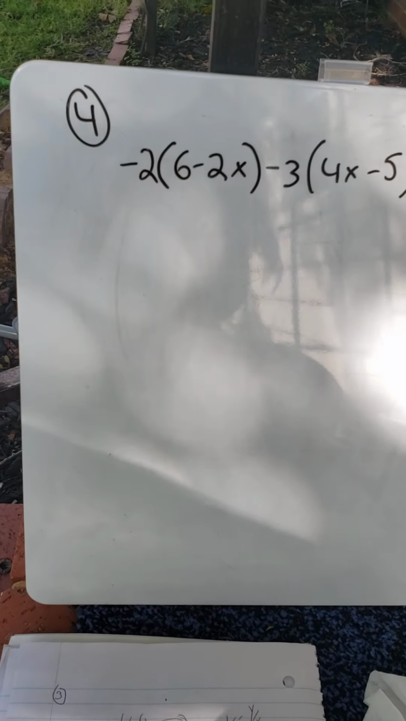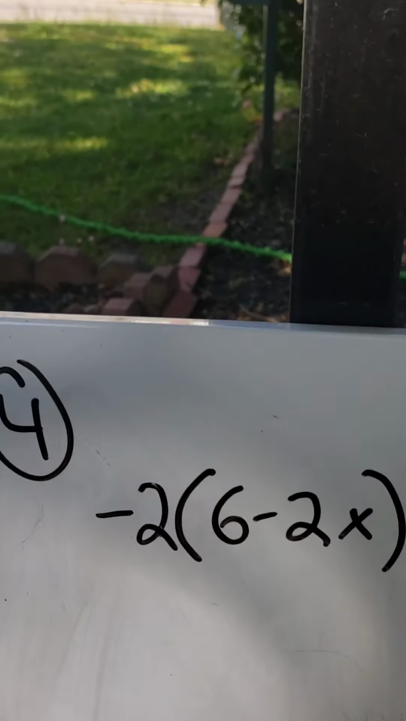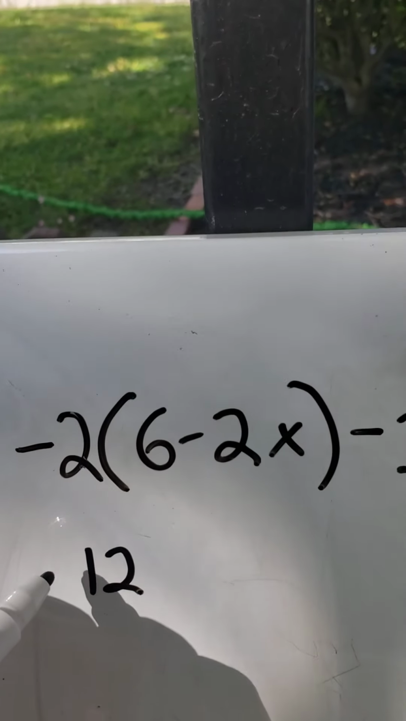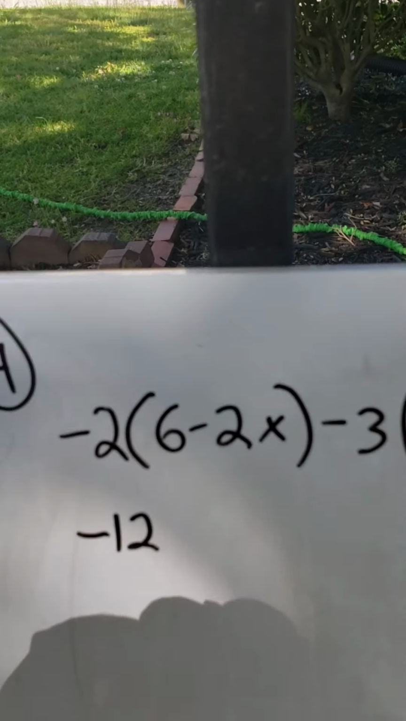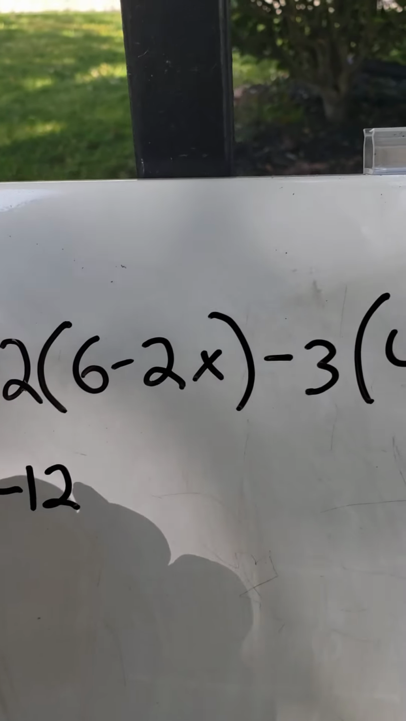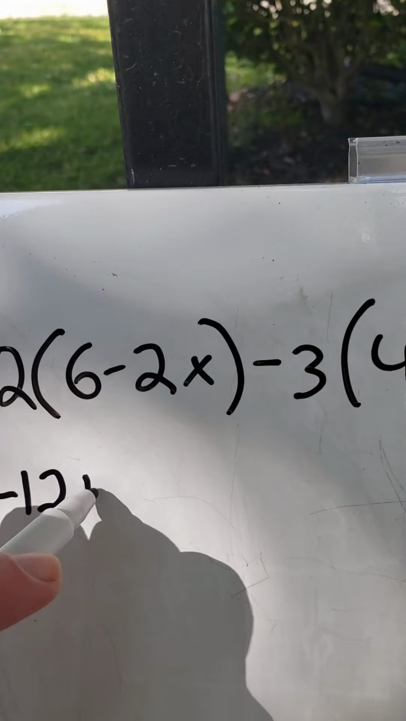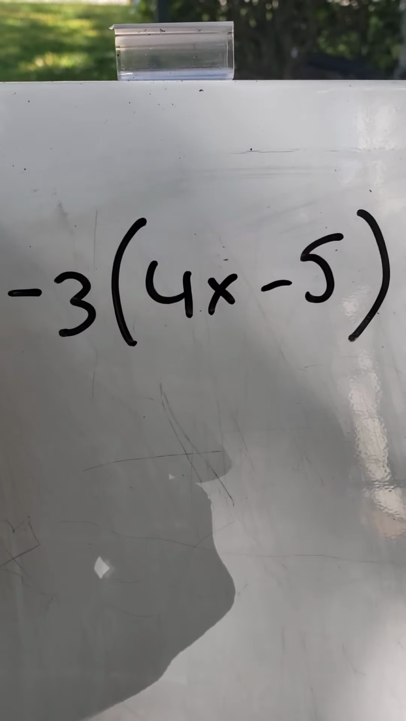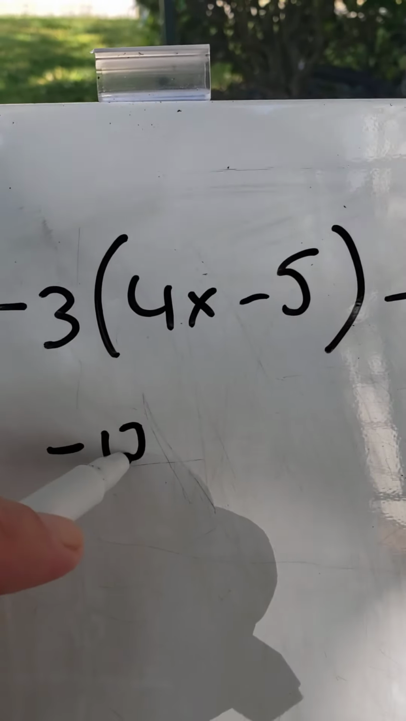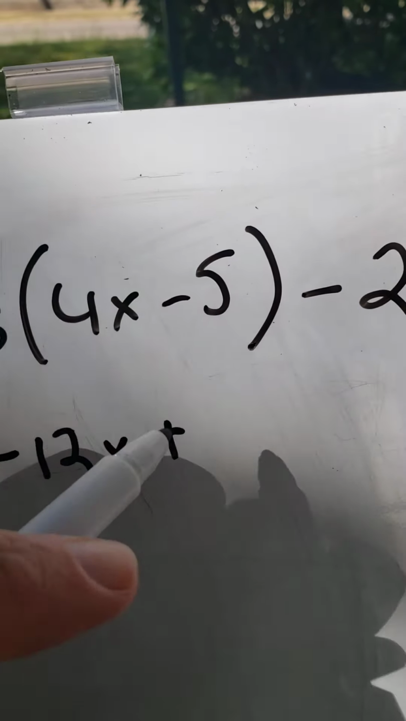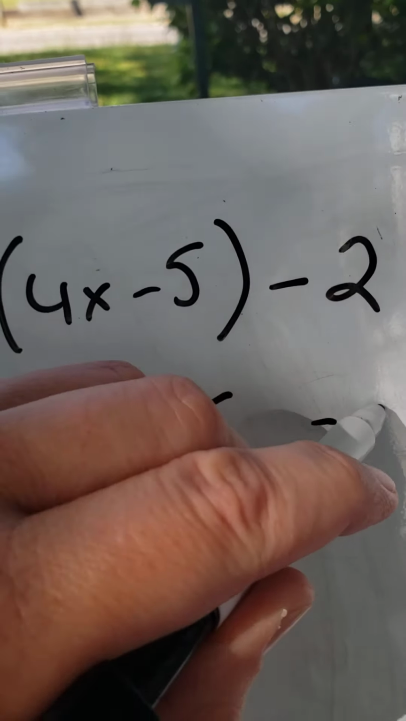All right, for number 4, you're going to have to remember your distributive property. So you start with the first part. You've got -2 times 6 is -12. And then -2 times -2x is negative times a negative is positive 4x. Now on to this part. -3 times 4x is -12x. -3 times -5, positive 15. And then we still have this -2.